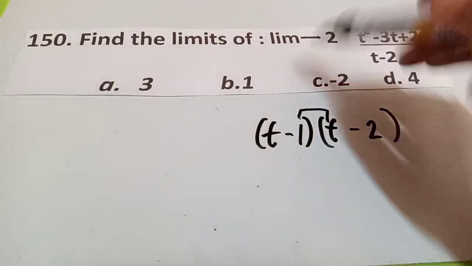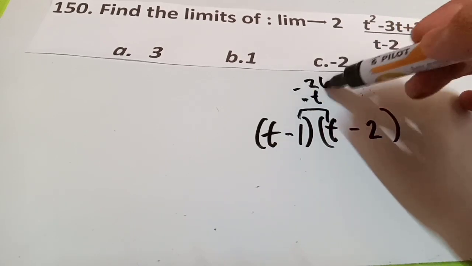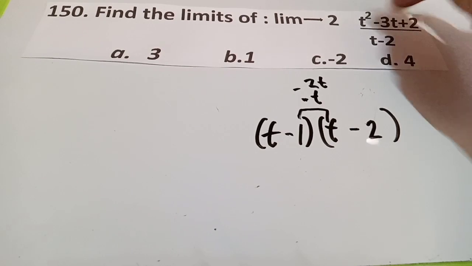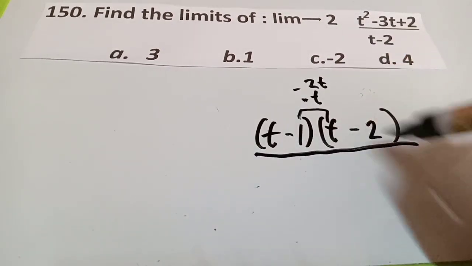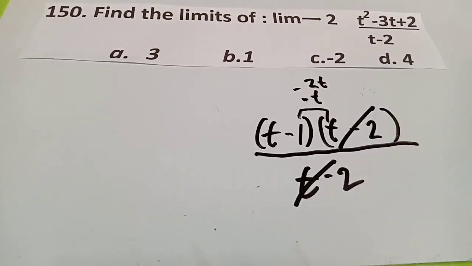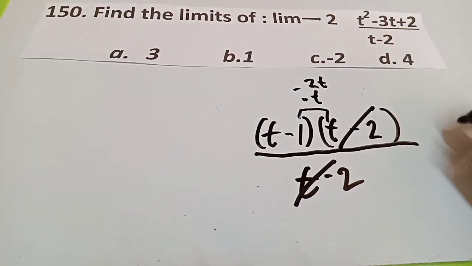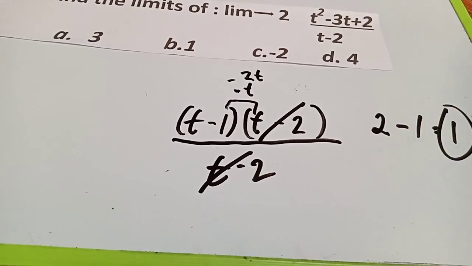This will become negative t, and then negative 2t will become negative 3t in the middle, right? And after that, over t minus 2, and the limit approaches 2. So again, let's substitute 2 minus 1, and the answer is 1. So our answer is letter B. Take note, guys, this is just factoring.